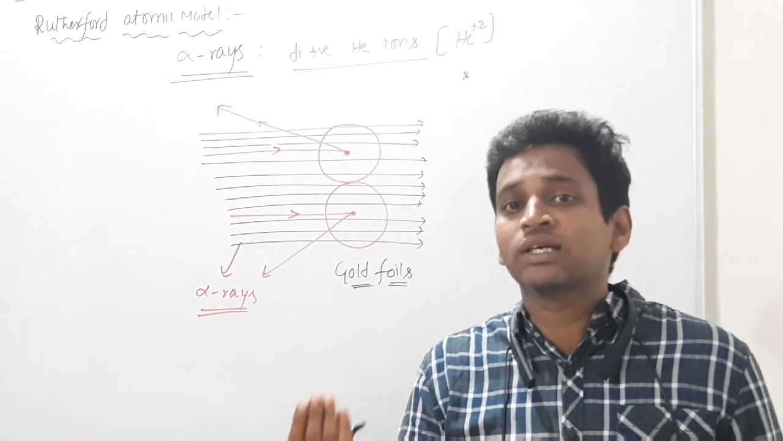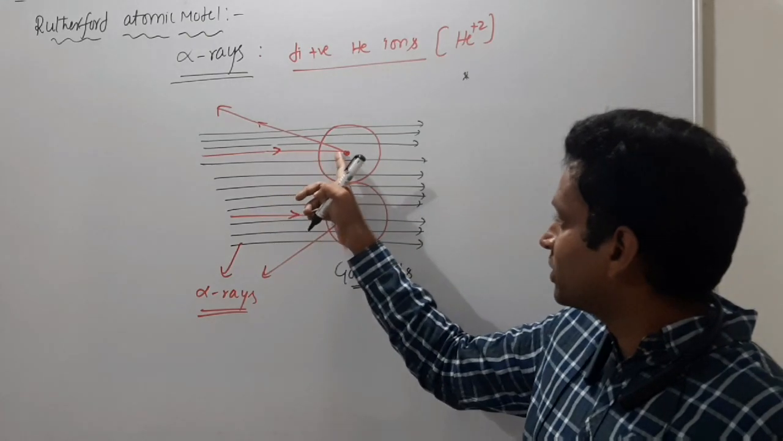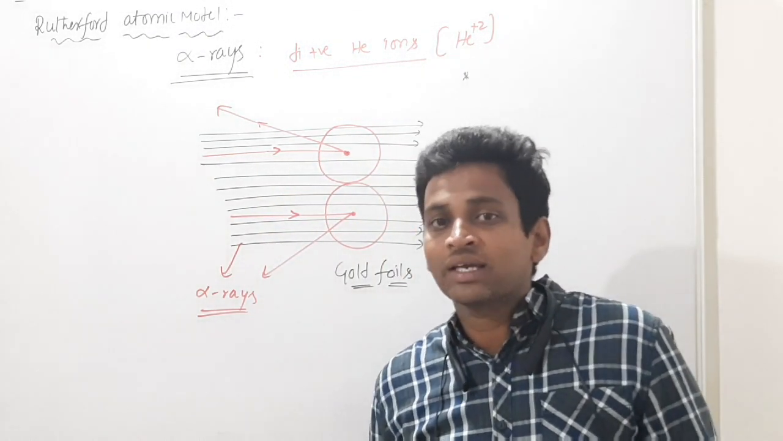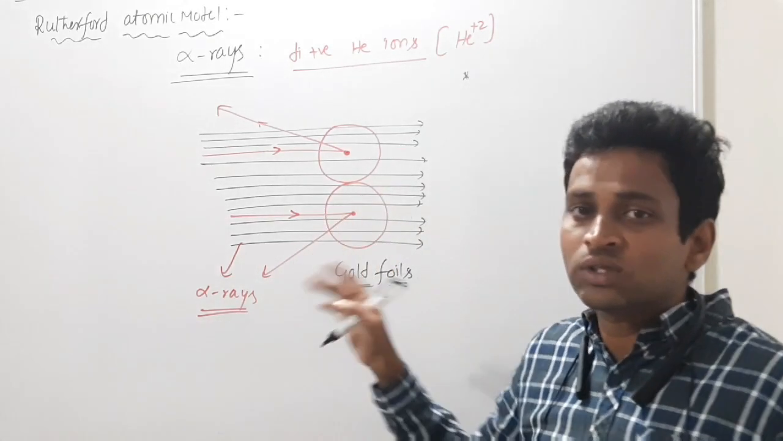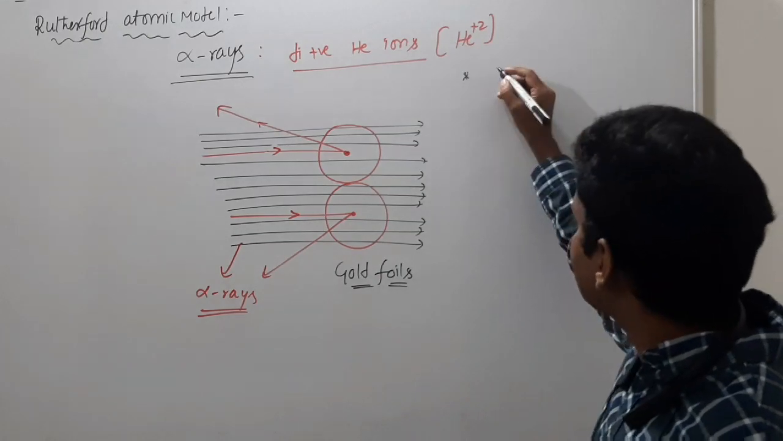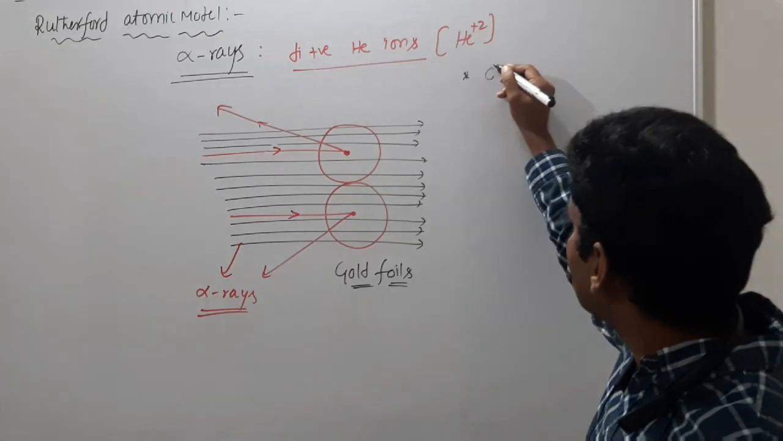the center of the atom is called the nucleus. That nucleus consists of positive charge. So most of the rays, except those hitting the nucleus, pass through the gold foil. So there are negatively charged particles around the nucleus. So what was the final conclusion he gave? Around the nucleus, electrons are revolving.